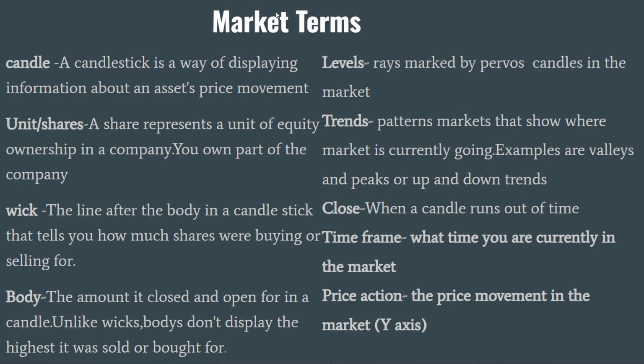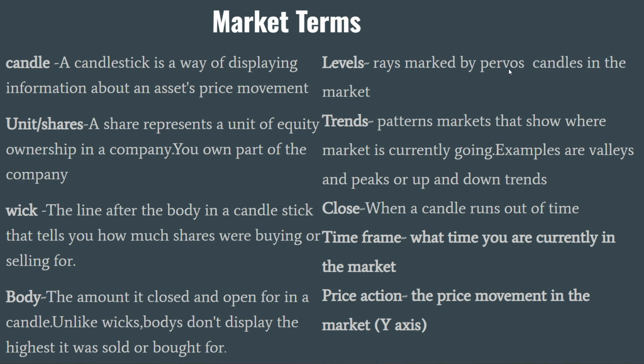Then there's the wick, which is a part of a candle, which I already showed you what a candle looks like. And also the body, which is also part of a candle. The difference is that a body is where it closed, and a wick is how high the trade went. It's not how high it is, but how high it went or how low it went. A body just shows you where it stopped.